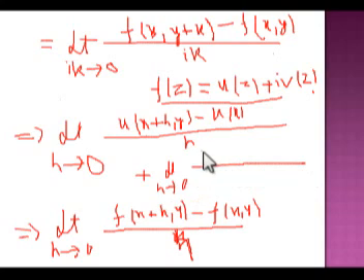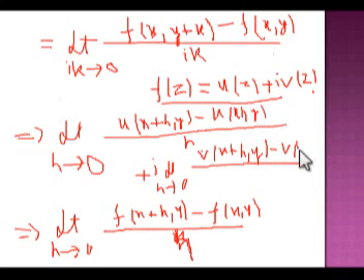I'm separating i, and there is i, so it will be v(x plus h, y) minus v(x, y) by h.